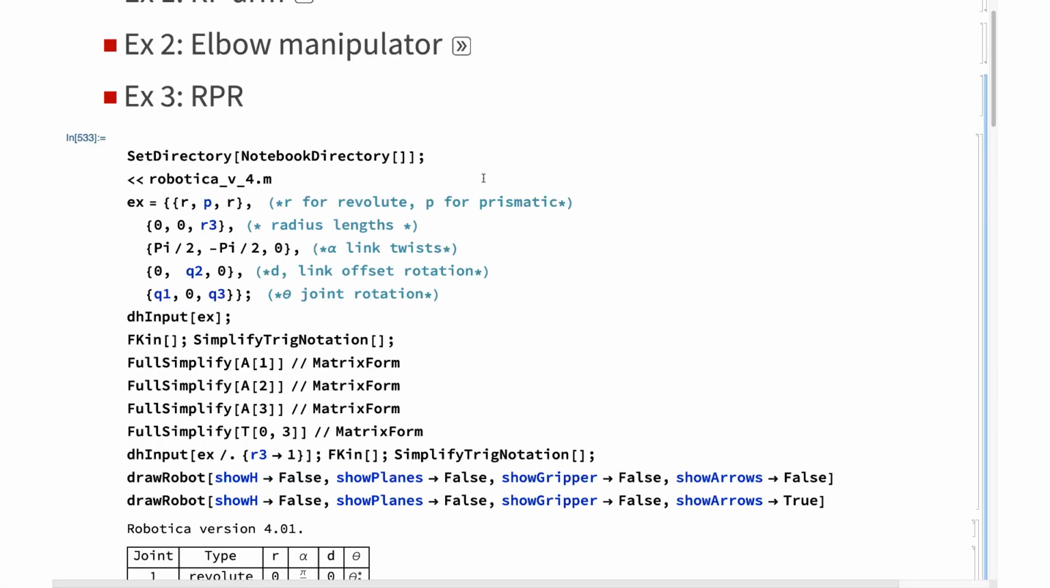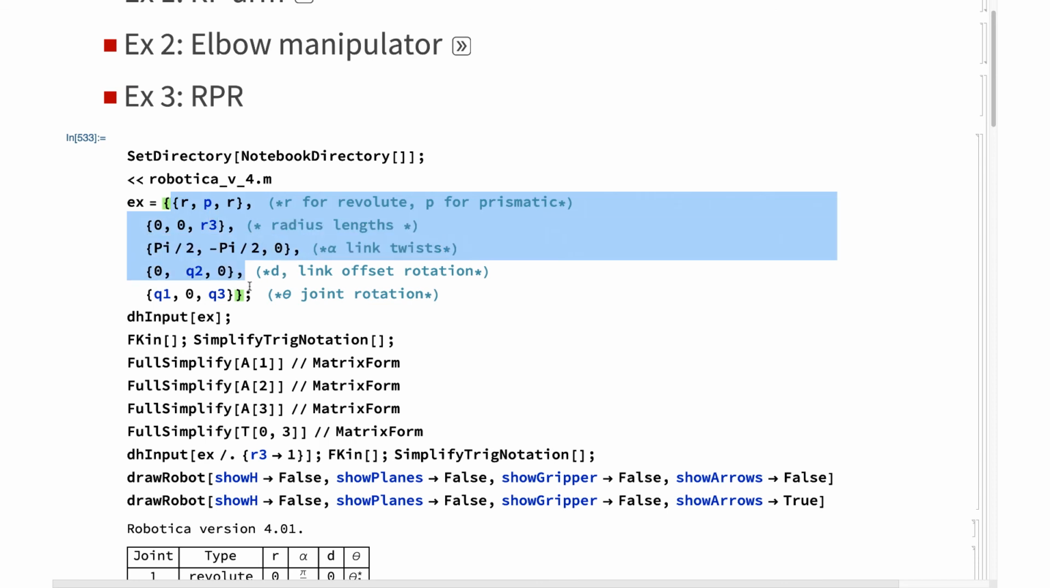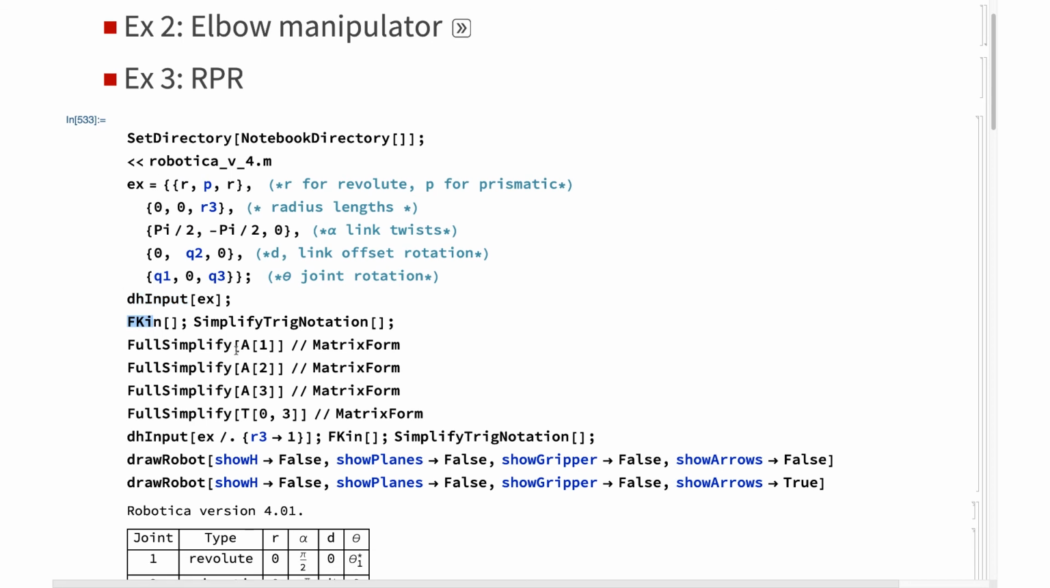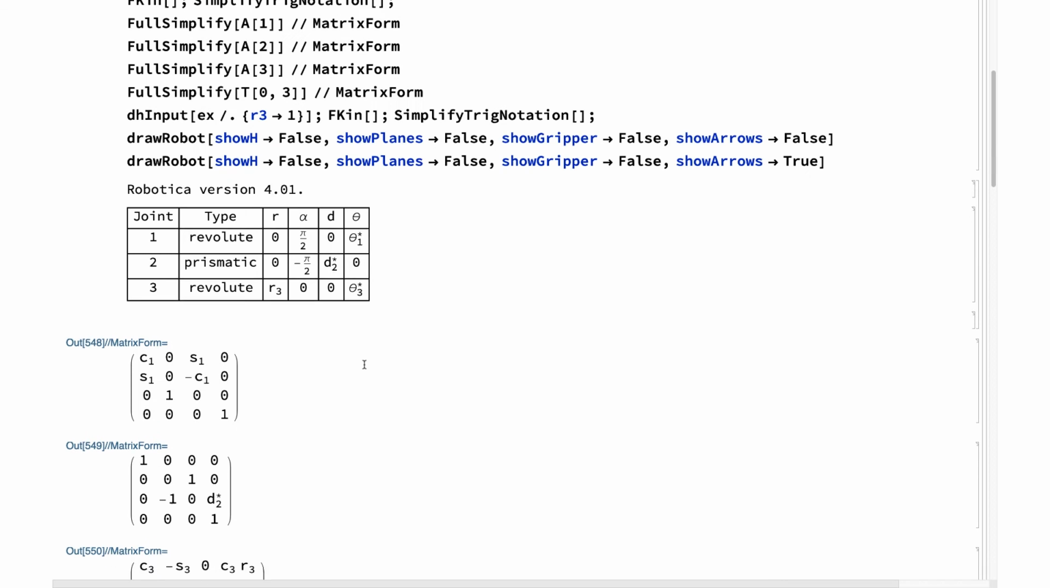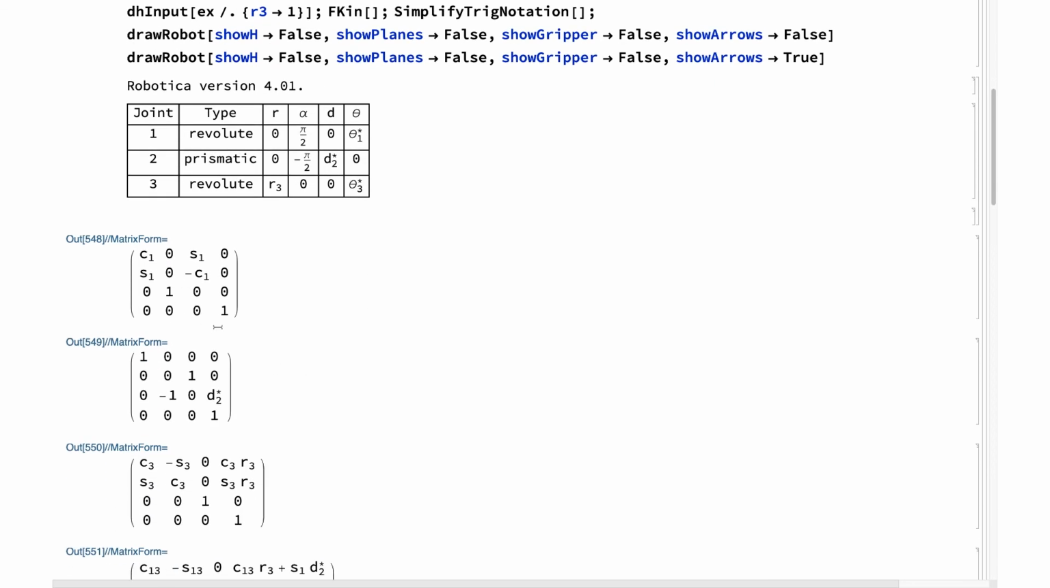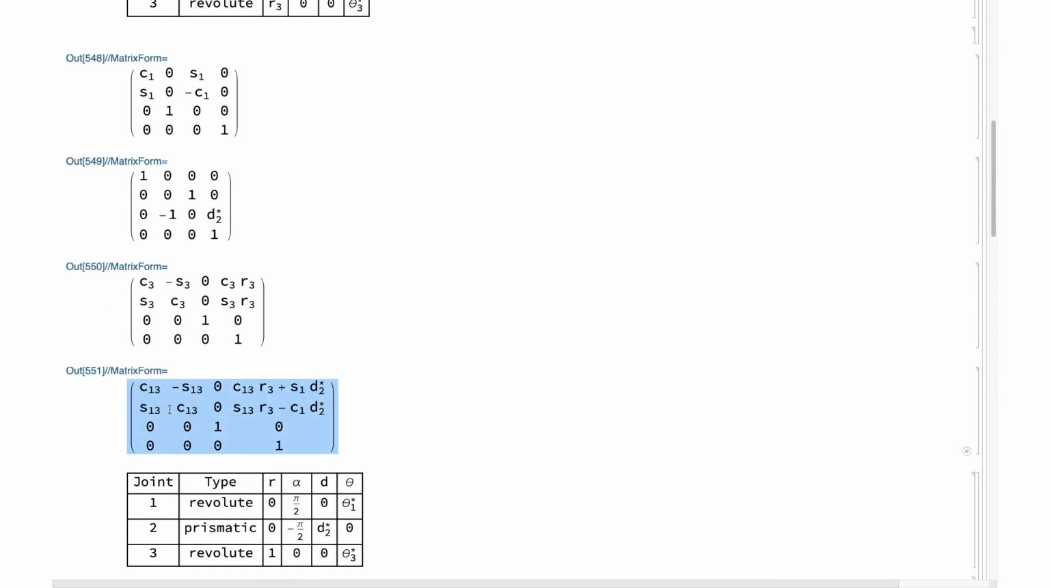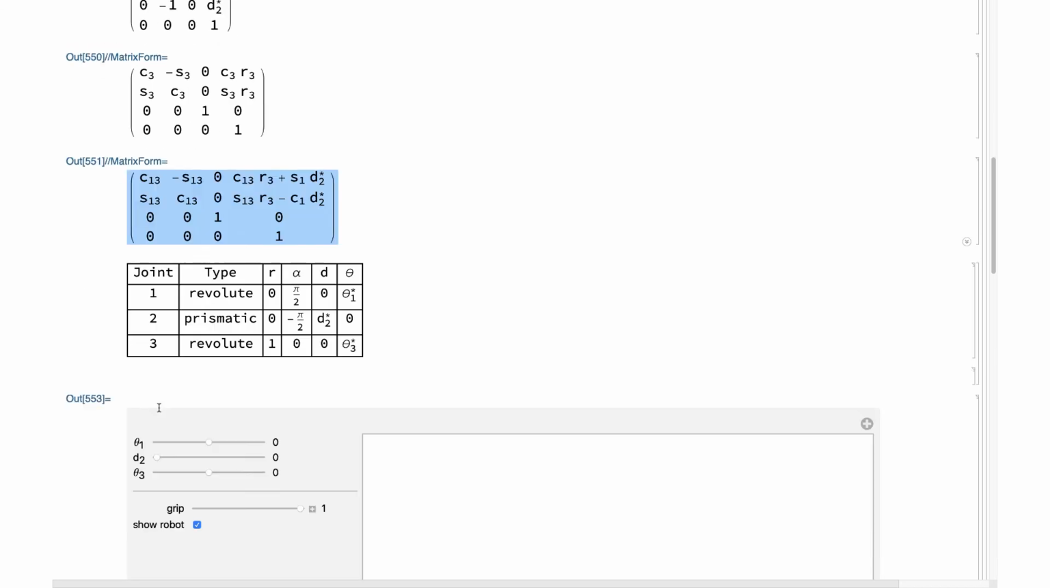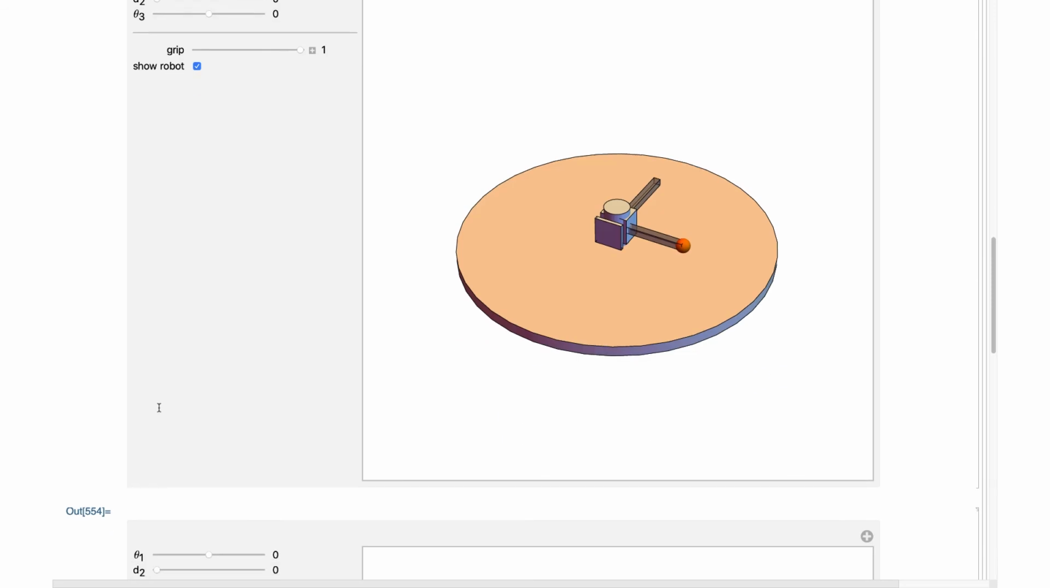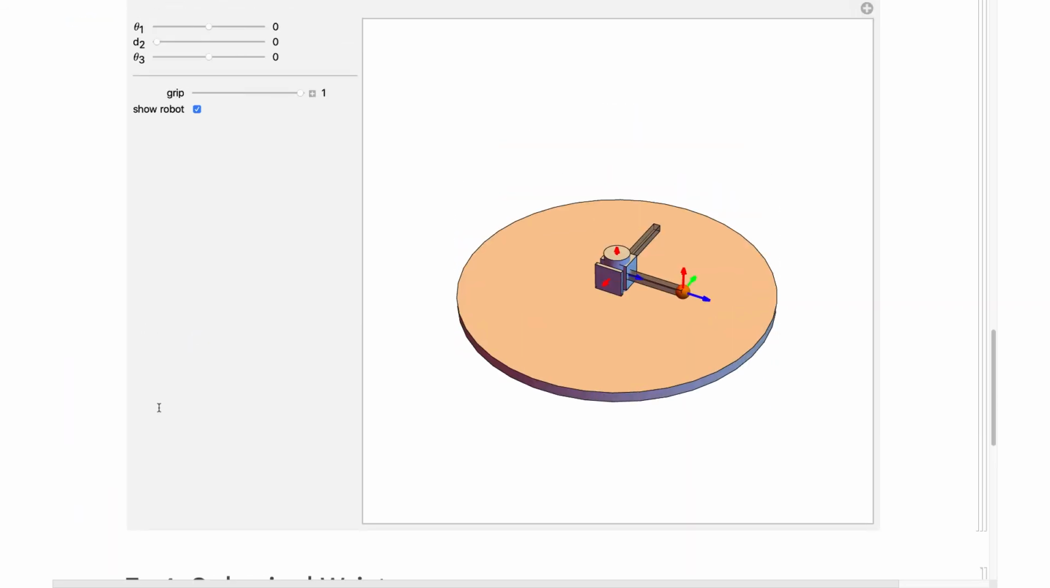All right, the RPR. So again, I've loaded these exact DH parameters that we had before in there. And then I run the DH input on that and grab the forward kinematics after I've simplified them. I'm going to first show you what these A matrices look like and then the total transformation, and then plot it out. So you can see that these are exactly the answers I had here. This is how I get this transformation. You could do it by hand. That'd be fair. And then finally here is the robot, where you can see the frames.